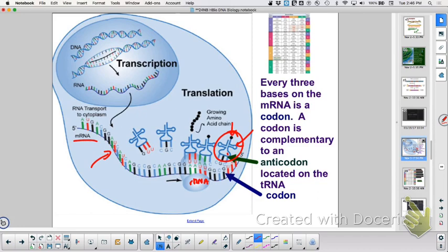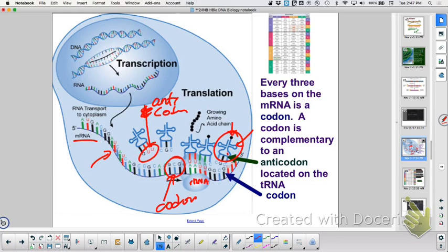The other one's like, okay, fine, build it on me. Okay, here, this is what you need to build a protein. The only one that gets translated is the mRNA. Every 3 bases on the mRNA is called a what? Codon. And it is complementary to 3 bases on the tRNA called a what? Okay.